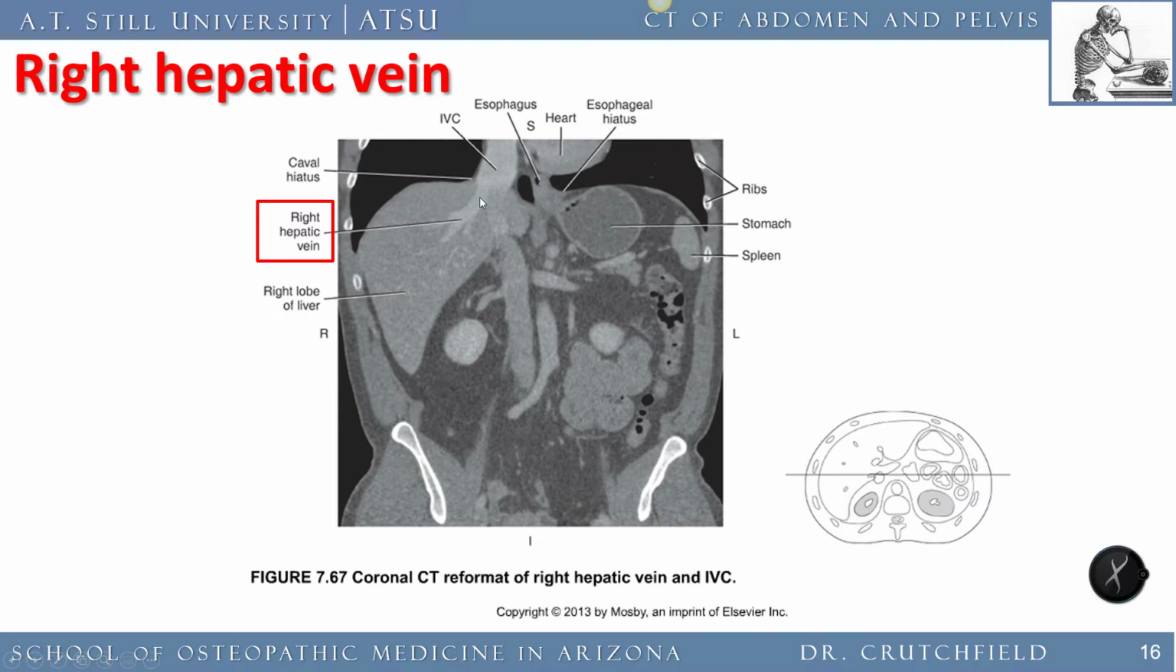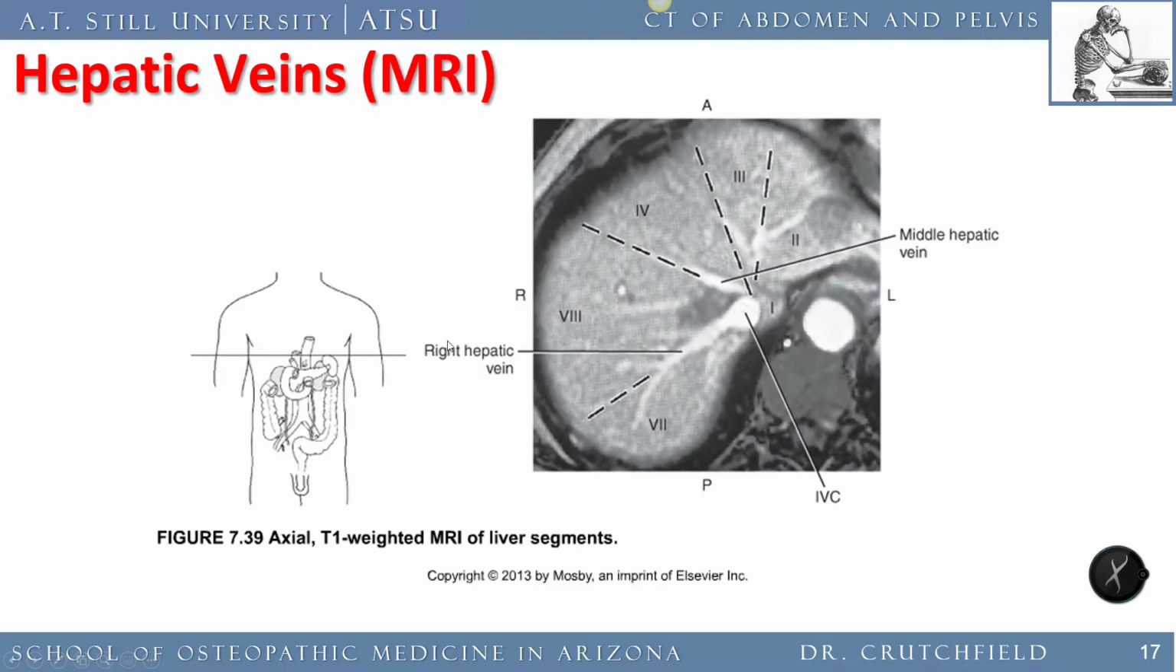But really the important point of this coronal section is to show how the hepatic veins are joining and its flow is into the inferior vena cava. On this image, which is an MRI image, we're looking at the inferior vena cava and those veins that drain into the vena cava. And those are going more peripherally here where the inferior vena cava is located. That, of course, is our middle hepatic vein, right hepatic vein, and likely this is the left hepatic vein.